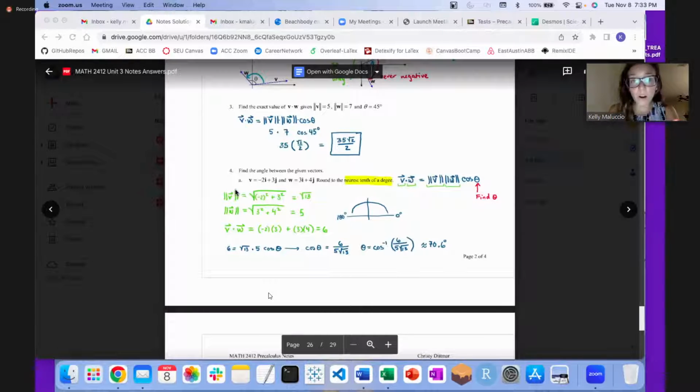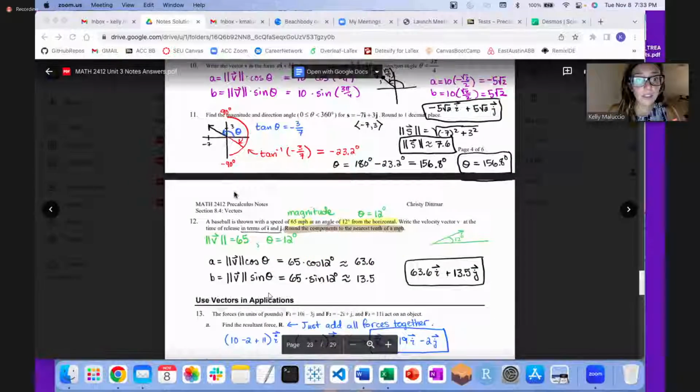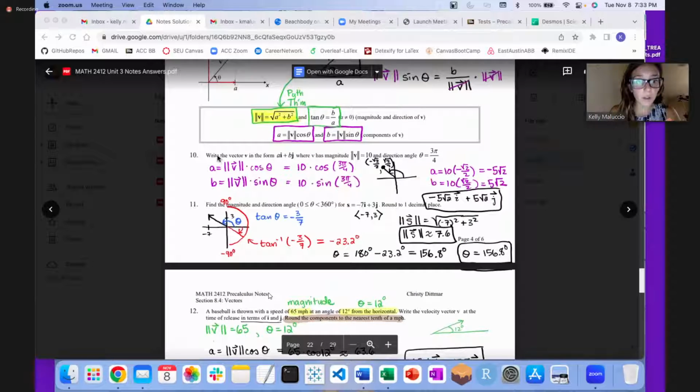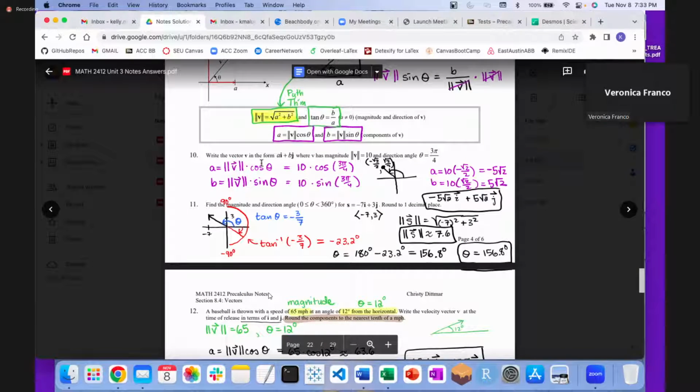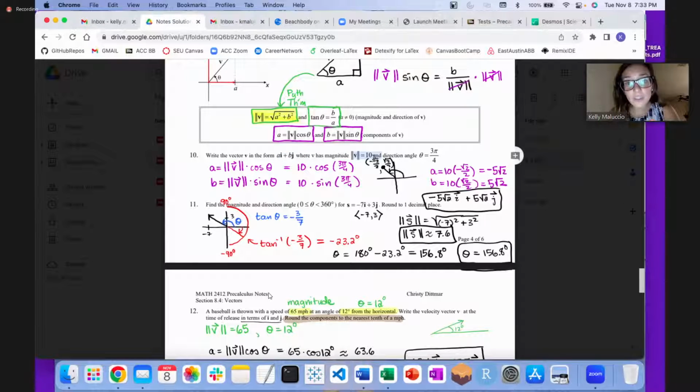Whereas before, give me a sec. And these are all mislabeled, so it's confusing. But this one says, write the vector in the form ai plus bj, where the magnitude is this and the direction is this. So they gave us the angle and the magnitude, and we know that little a is the magnitude times cosine and little b is the magnitude times sine.